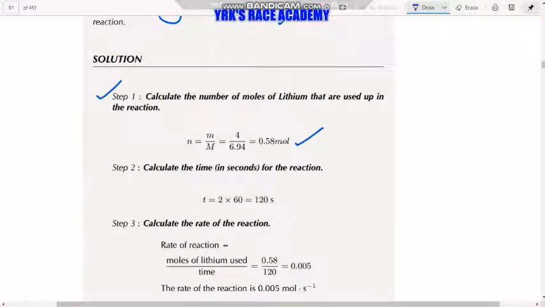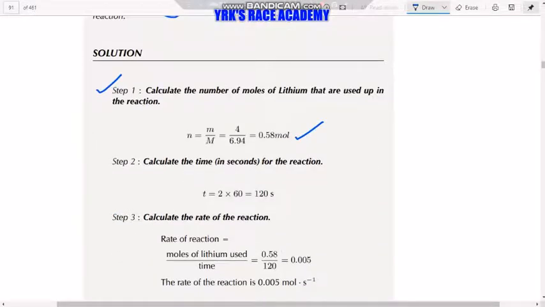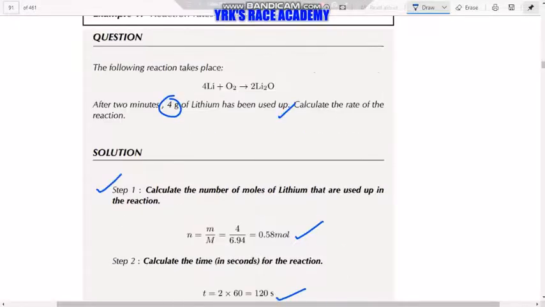In step 2, we calculate the time in seconds. They have given 2 minutes, which is converted into seconds, and we get 120 seconds. In the third step, we directly substitute these values of number of moles and time in the rate equation, that is moles of lithium used up divided by time, 0.58 divided by 120, giving 0.005. That is the rate of reaction: 0.005 moles per second is the rate of the given lithium oxide formation reaction. This is one model example.